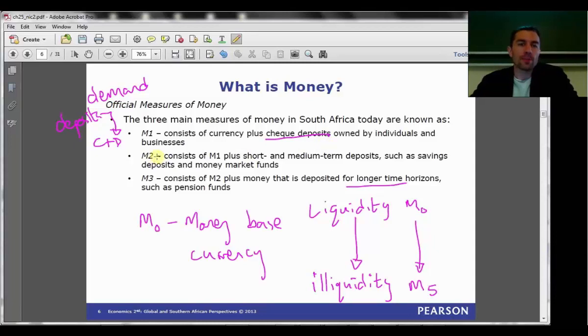Then we talk about M2. So M2 consists of currency plus check deposits plus short and medium term deposits. Okay? So M2 includes these. And then we have M3, which is M2 plus longer term deposits. So as we go from M0 all the way up to M3, as these little numbers get bigger and bigger, so we go from most liquid to least liquid measures of money.